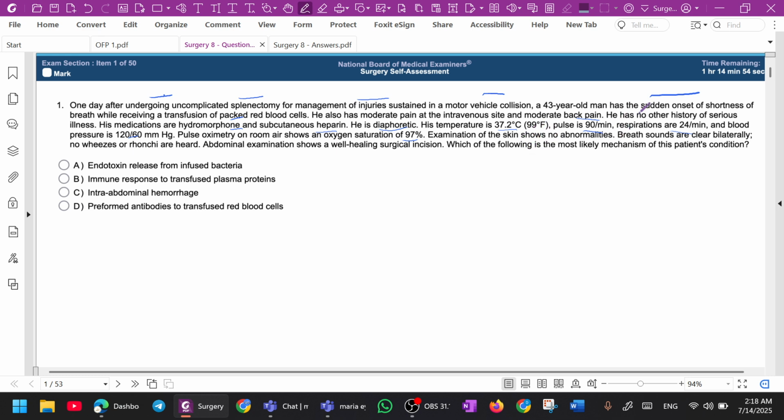Examination of the skin shows no abnormality. Breath sounds are clear bilaterally. No wheezes or rhonchi are heard. Abdominal examination shows a well healing surgical incision. Which of the following is the most likely mechanism of this patient's condition?